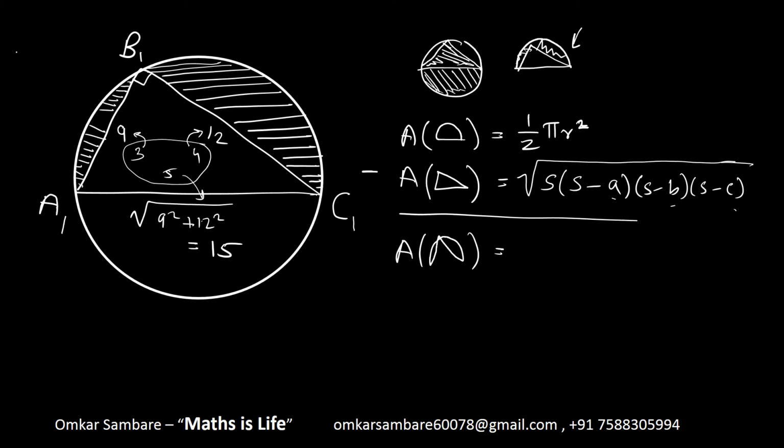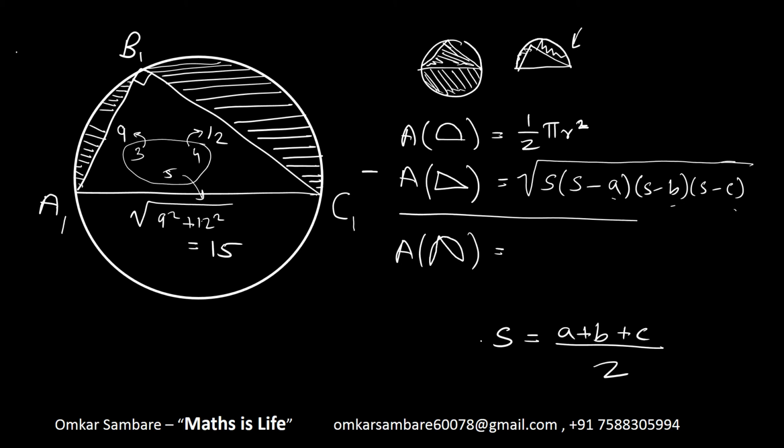So A will be 9, B will be 12, C will be 15. And what is S? I am writing here what is S. S is nothing but (A plus B plus C) upon 2. So let's calculate first the value of S for these numbers.